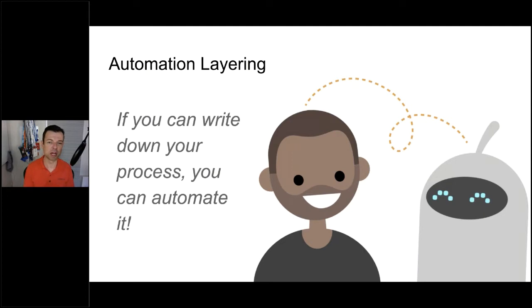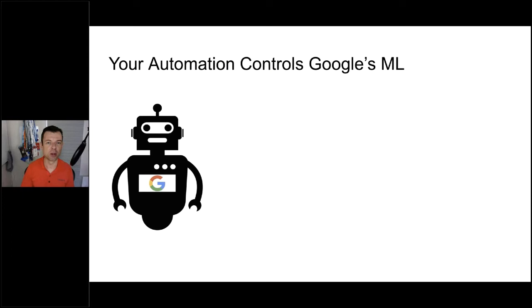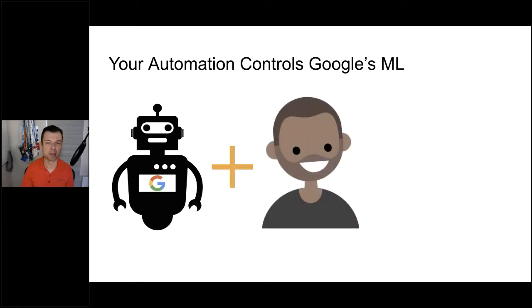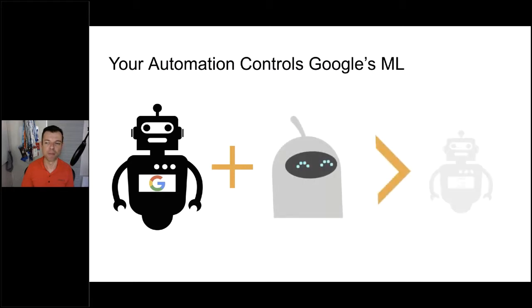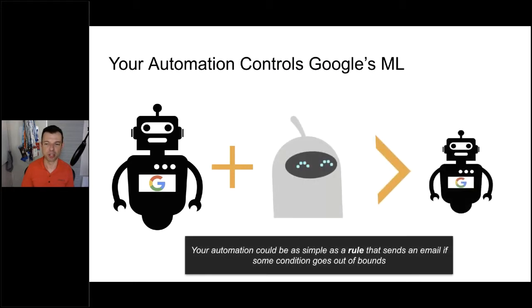And if we can write down the steps in the process that we normally go through, we can then probably communicate that process to our own little robot, our own little automation. And that automation in this case could be your Optmyzr rule engine, one of the tools that we have. And now your automation starts to control Google's machine learning. So instead of you being in the mix right there, that gets replaced by your friendly little robot. And now that's still providing you better results than if the Google automation was just running completely by itself, right? And that automation that we talk about could be something just as simple as sending an email if some condition goes out of bound, right?